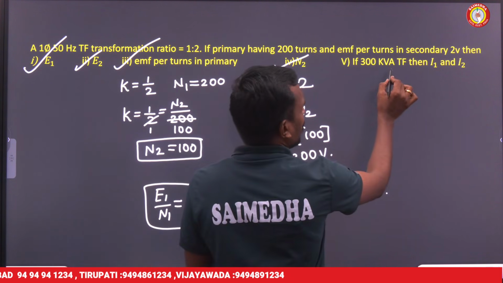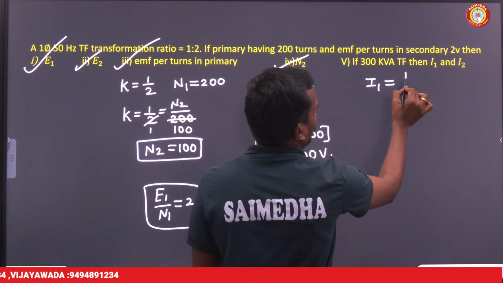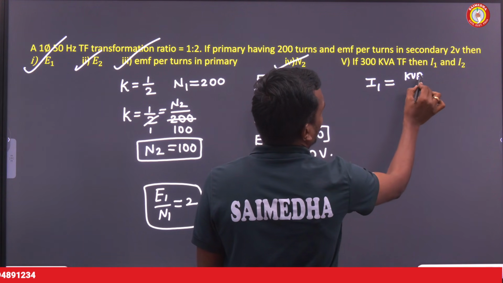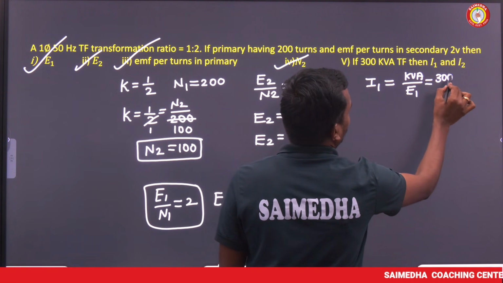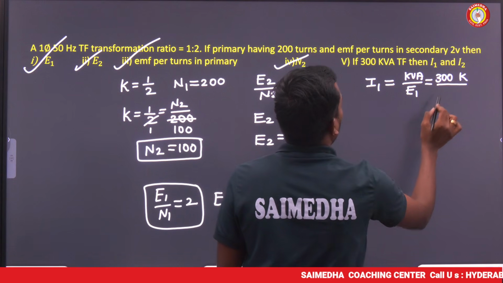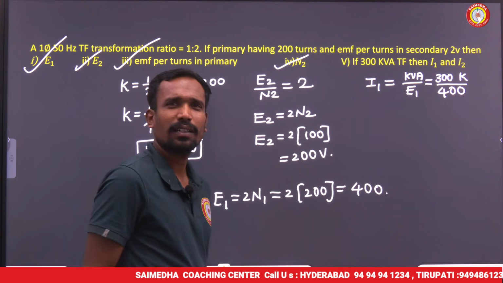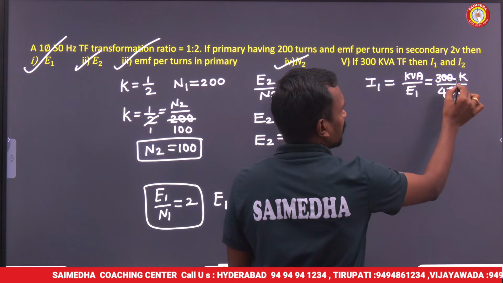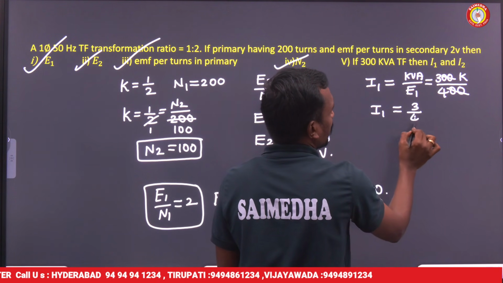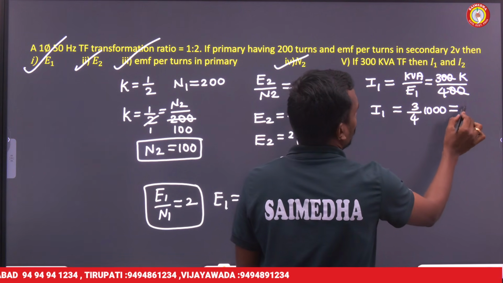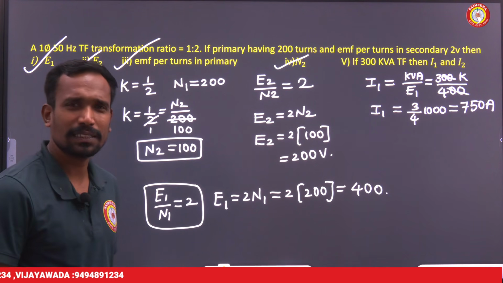If it is a 300 kVA transformer, then I1 is the kVA rating of the transformer divided by E1. What is the kVA rating? 300 kilo divided by E1, which is 400. These get cancelled. 3 by 4 times 1000, kilo is nothing but 1000. So the answer is 750 amperes, that is my I1.